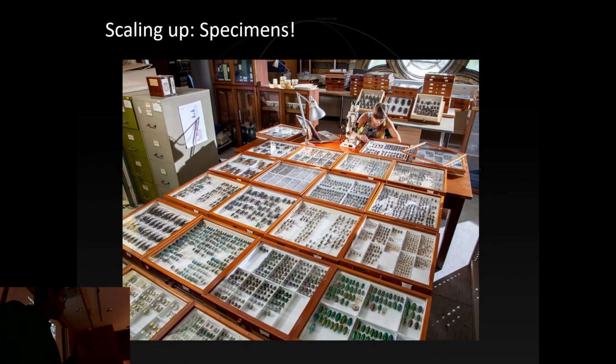But the most important thing is the specimens, right? Luckily, we have all these specimens lying in the museum, so it is great. But maybe it is not that great if we're doing all the things manually.